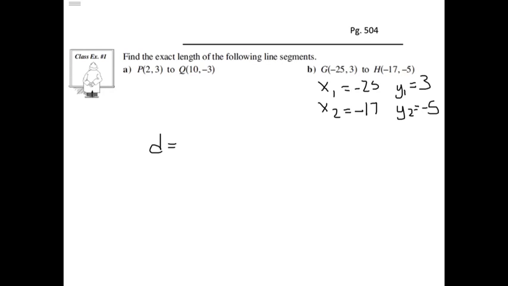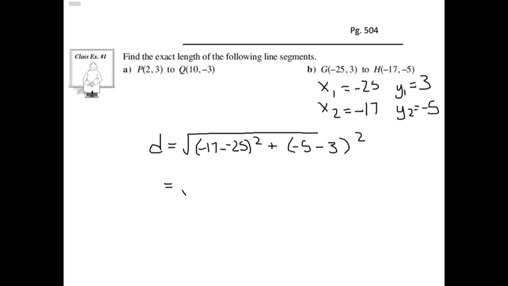So D is equal to the square root of, well, the first bracket, of course, is going to be your x values. So that's going to be negative 17 minus a negative 25. And then in the second bracket, that's going to be your y values. That's going to be negative 5 minus 3.